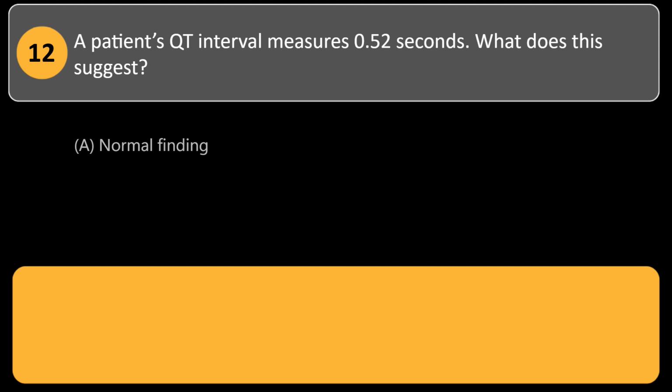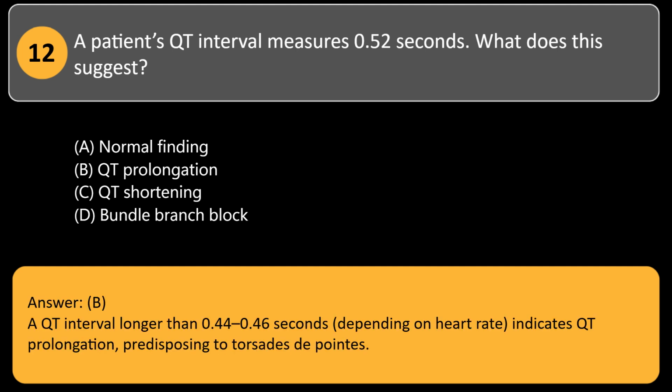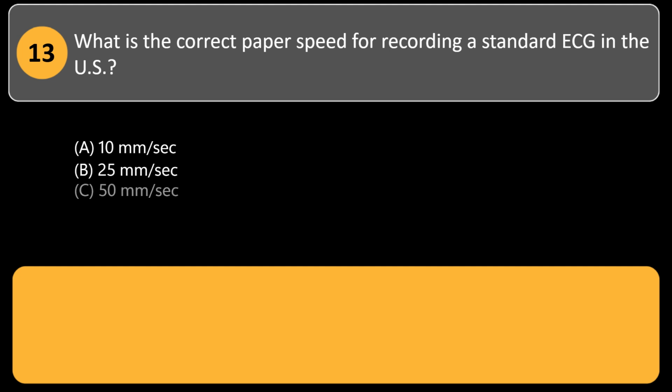A patient's QT interval measures 0.52 seconds. What does this suggest? A. Normal finding. B. QT prolongation. C. QT shortening. D. Bundle branch block. Answer, B. A QT interval longer than 0.44 to 0.46 seconds, depending on heart rate, indicates QT prolongation, predisposing to torsades de pointes.